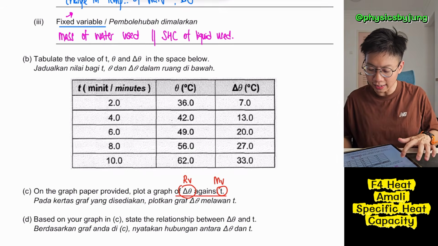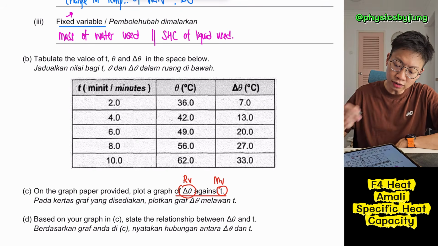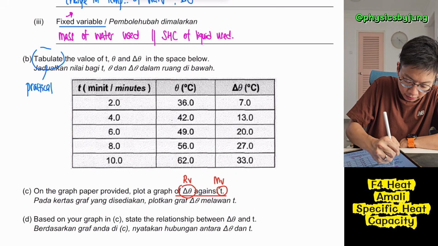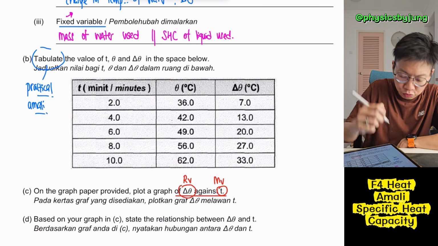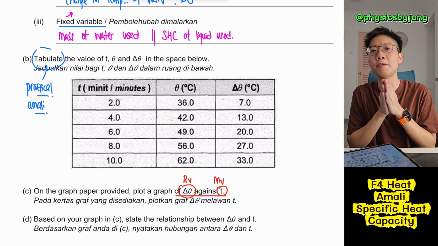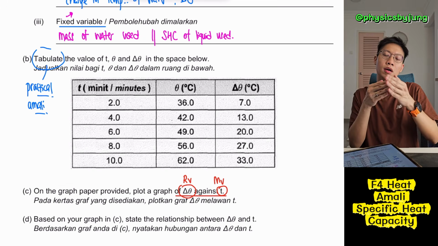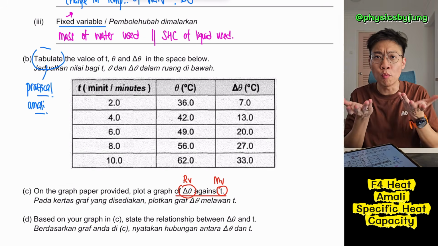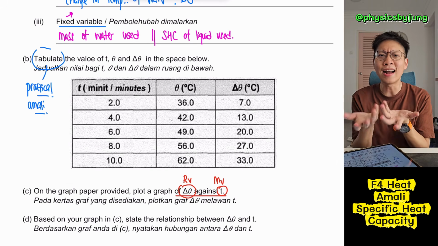Okay, tabulate your data here. Once you go to tabulate, this is where your practical is. This is where the Amali you have to do. Now guys, is it possible that your data and your friend's data are not the same? I think it's very normal, right? Why? Because if you think about it, it's like an essay.